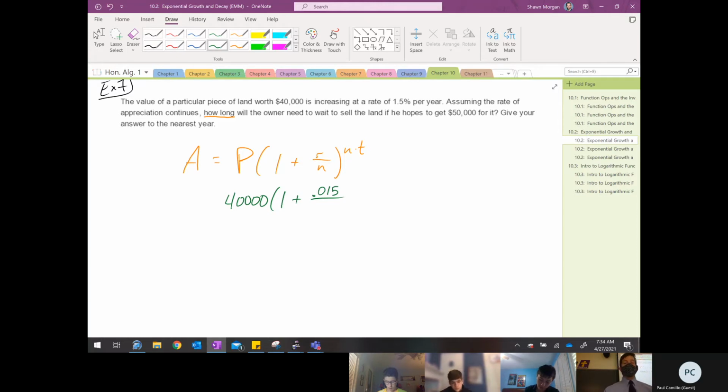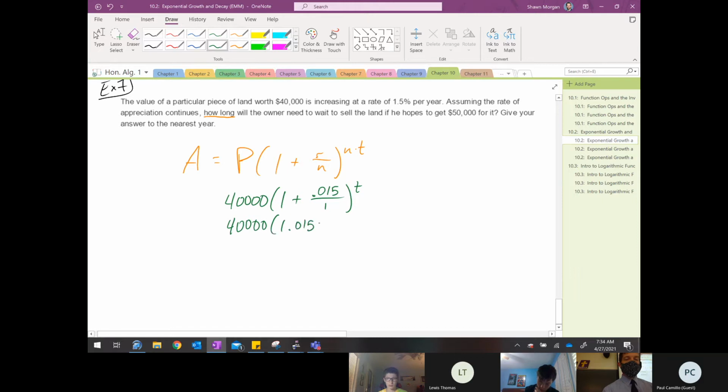That's our 1.5%. And then how many times does this land appreciate per year? Yeah, just once. That's a simple calculation. It's just an annual appreciation rate. And then let's see here. So we got 1 times t is just going to be t. Let's clean this up a little bit. I haven't been cleaning this up much. But we're going to go 1.015 raised to the t. And it says, how much does he want to get for it? In other words, what does my A need to be?